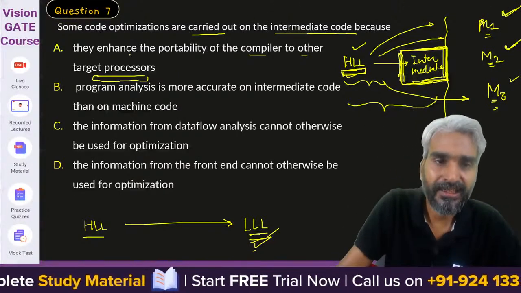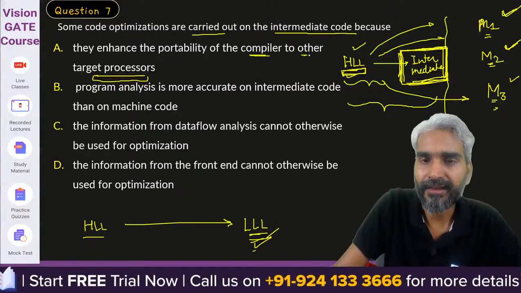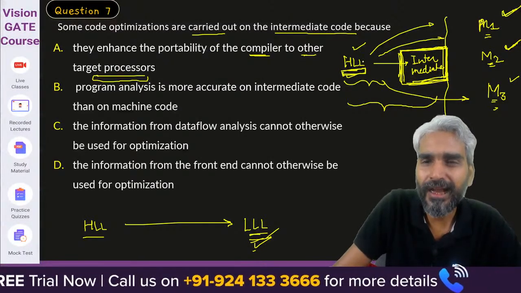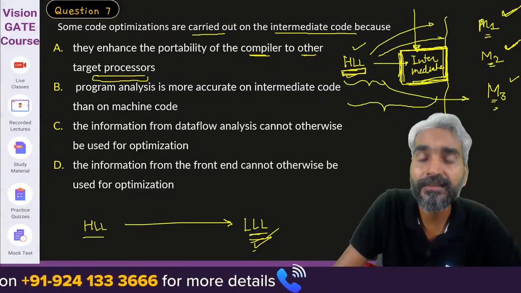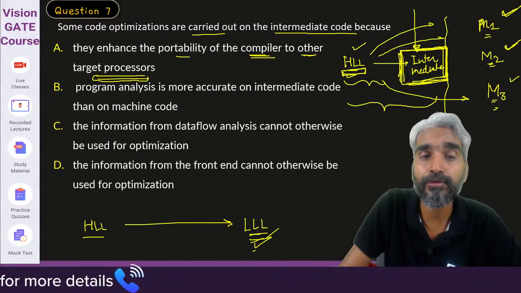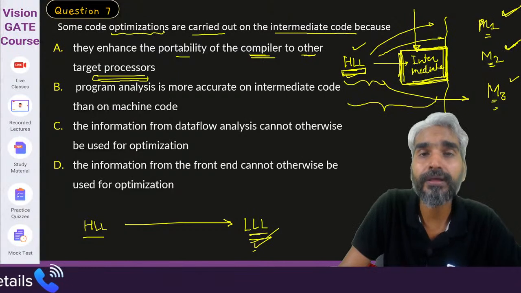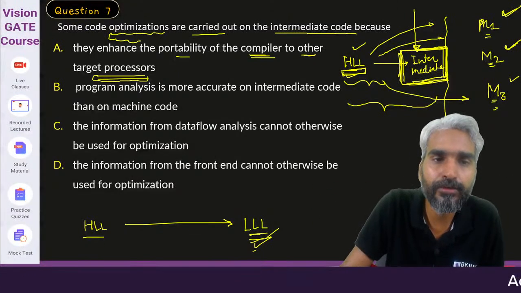So obviously they enhance the portability of the compiler. What is the intermediate code generation? It will enhance the portability of the compiler to the other target processor, but it is not the task of optimization. It is asking related to optimization.